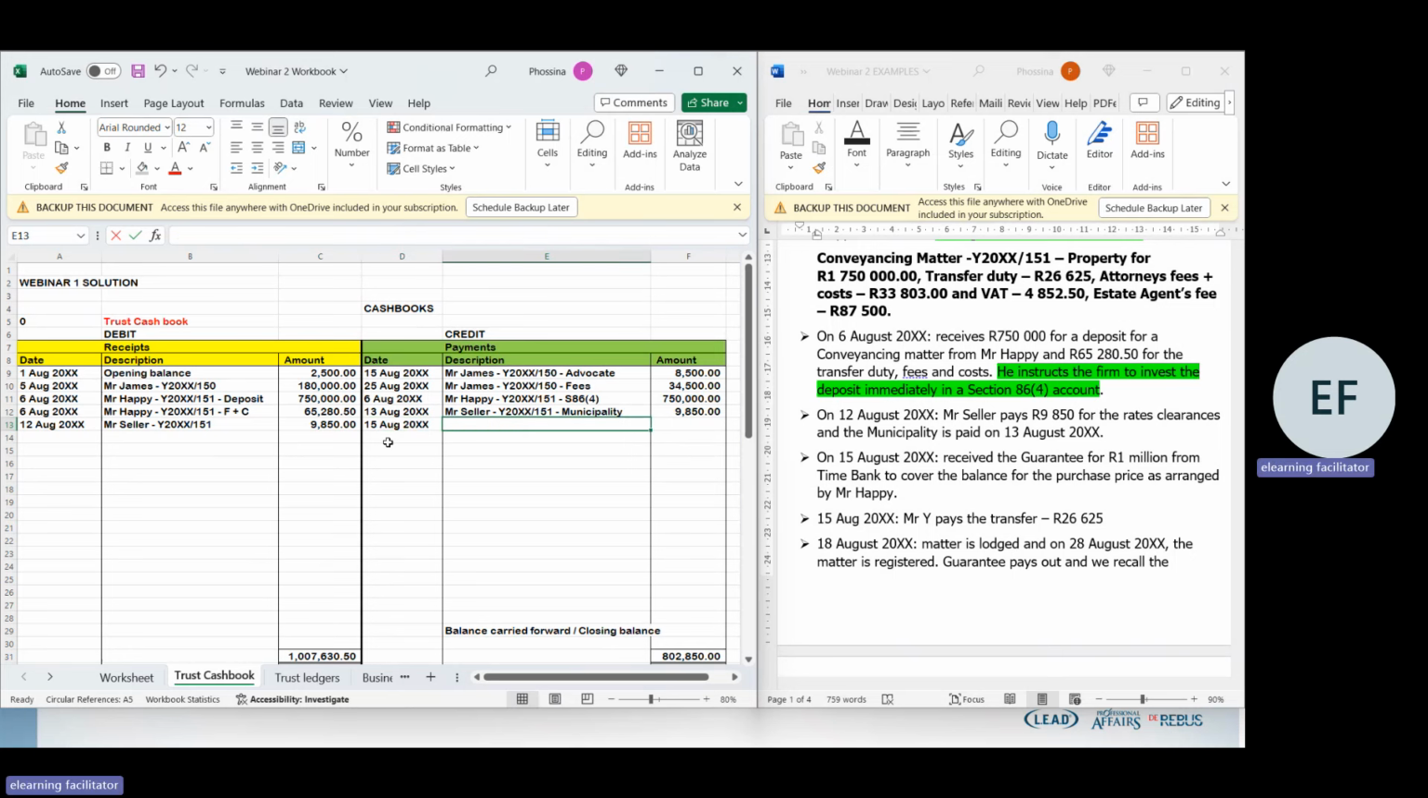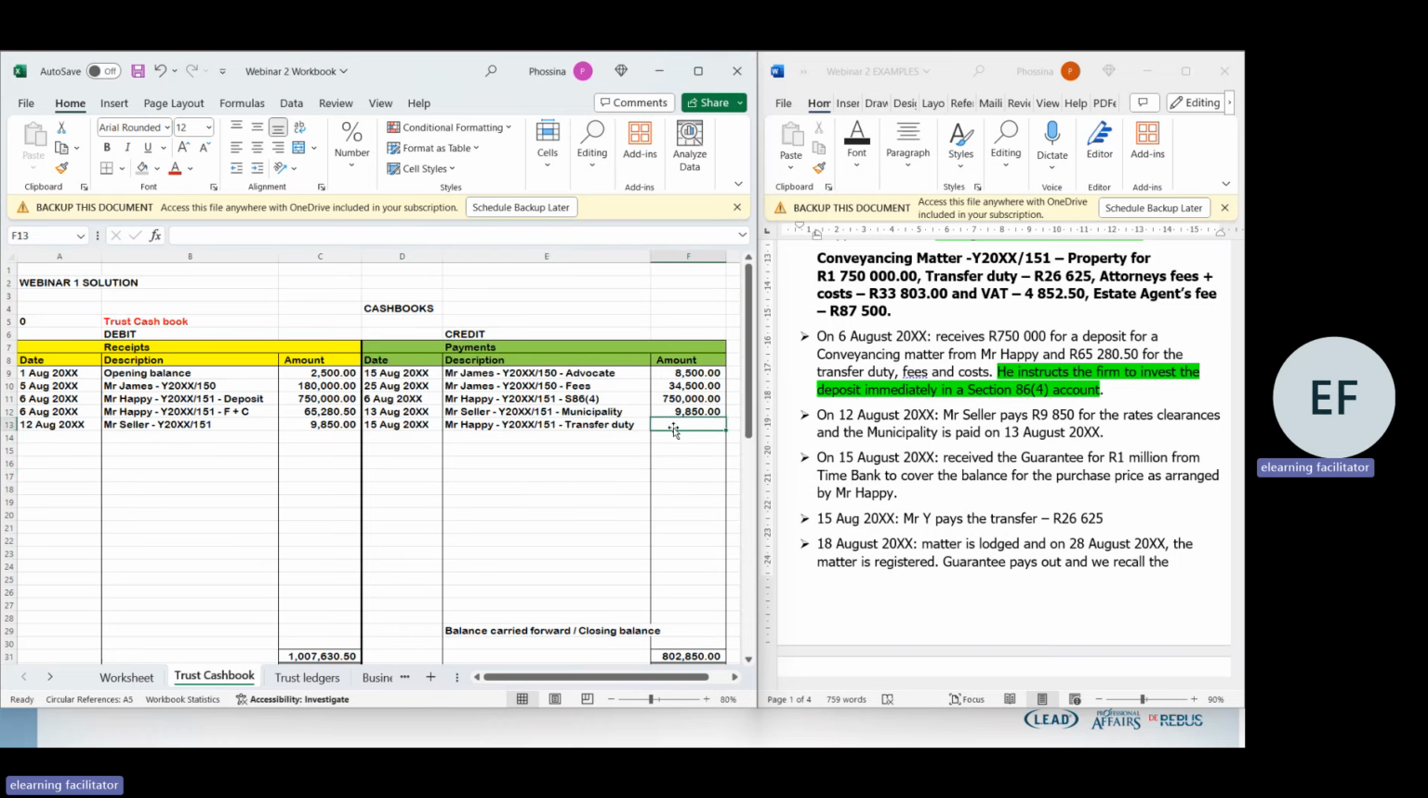Okay, so this is from Mr. Happy's file, and this is for transfer duty. And transfer duty, we are paying it to SARS. And where do we pay it from? The trust account. So how do you link?